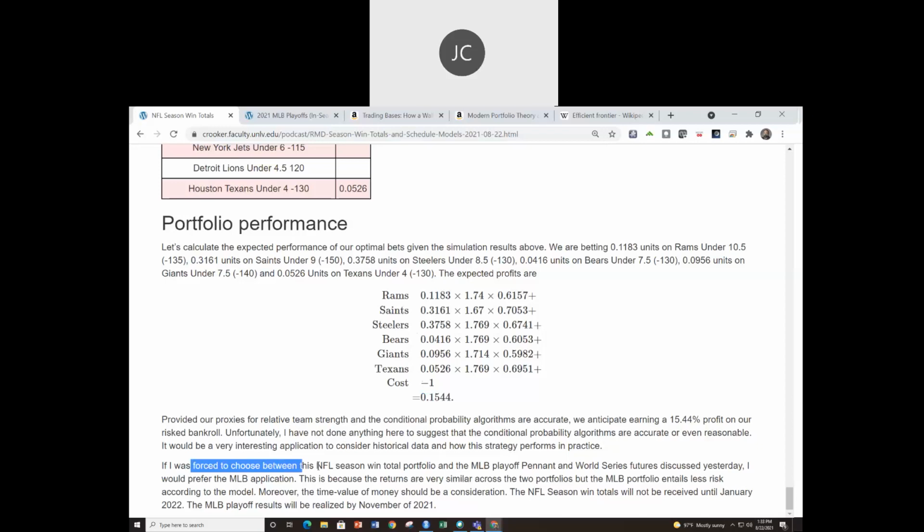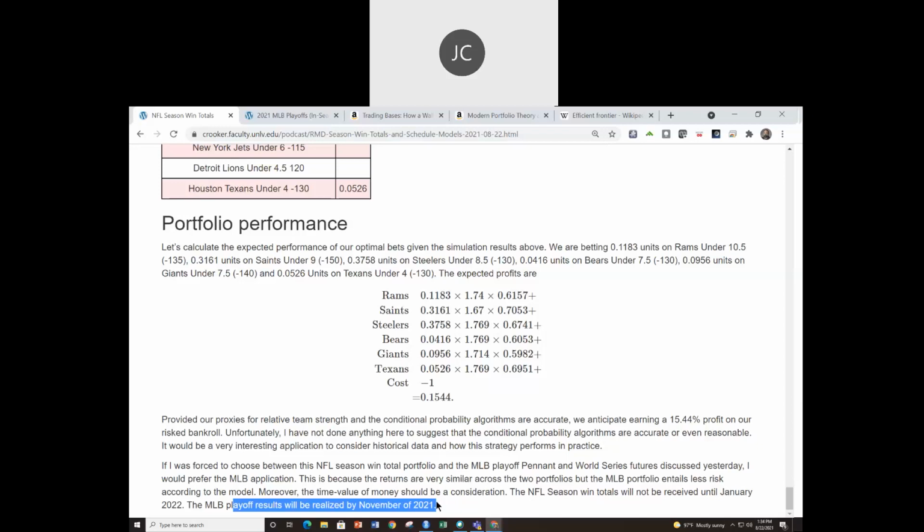And so, again, I said if I was forced to choose between this NFL season win total and MLB, I would go with the MLB because of that lower risk and a little bit higher return. The other thing to mention, right, there's definitely some time value of money that should be considered. Those season win totals won't pay out until January 2022. And so that's a considerably longer time that we have to wait for that 15% return on average, whereas the Major League Baseball playoffs should be over by November. So if I just had a set amount of dollars that I was only going to risk on one of these, I would prefer the Major League Baseball portfolio over this NFL portfolio.